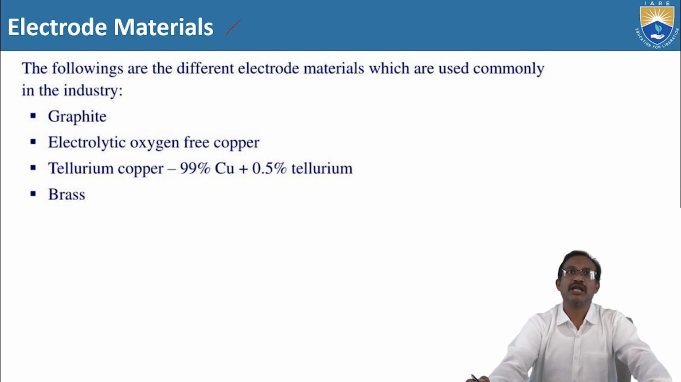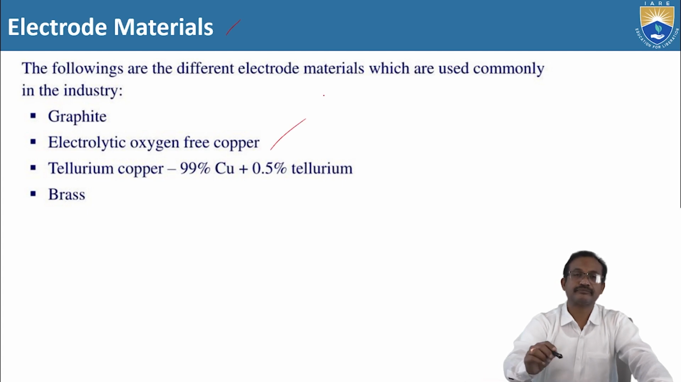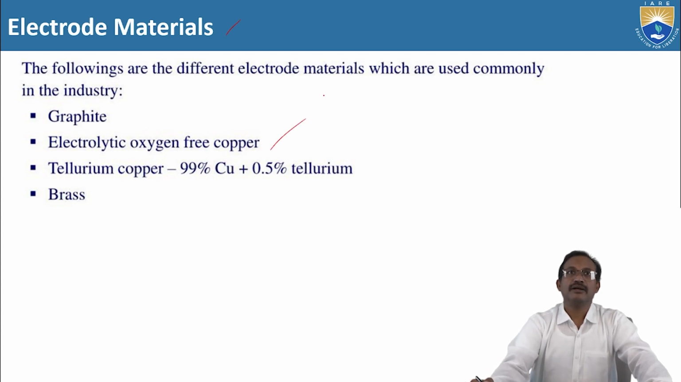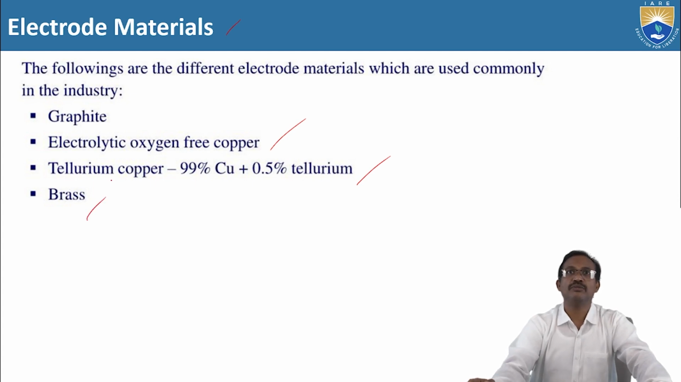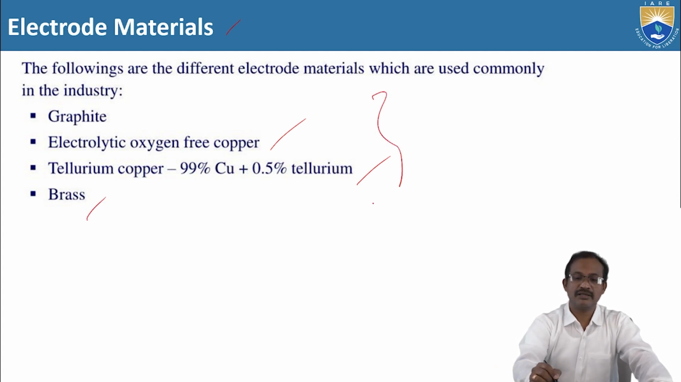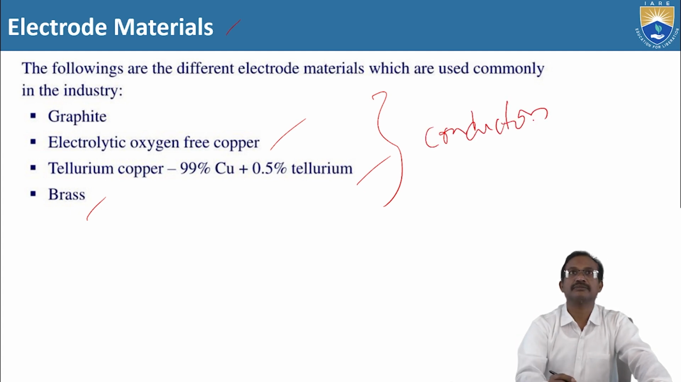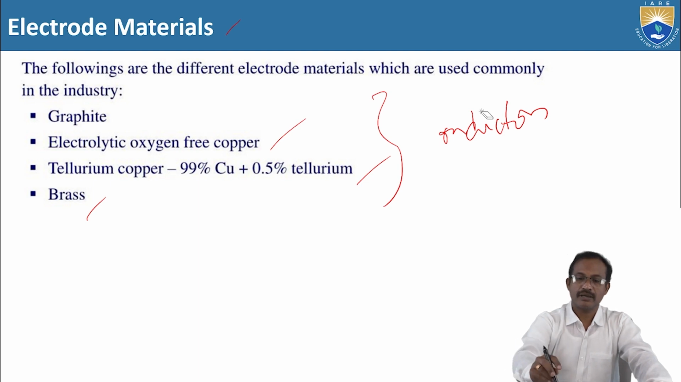Regarding electrode material, the following are the different electrode materials commonly used in industry. Graphite, electrolytic oxygen free copper, tellurium copper, that is 99% copper plus 0.5% tellurium and the remaining 0.5% all others, and brass. These are the tool materials. All these are conductors. Electrode means tool.